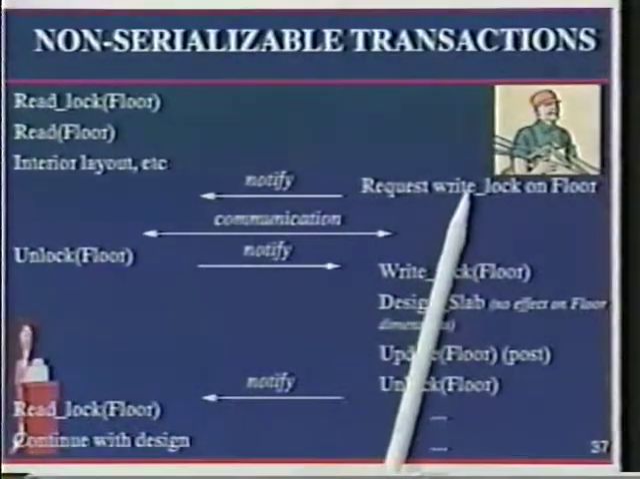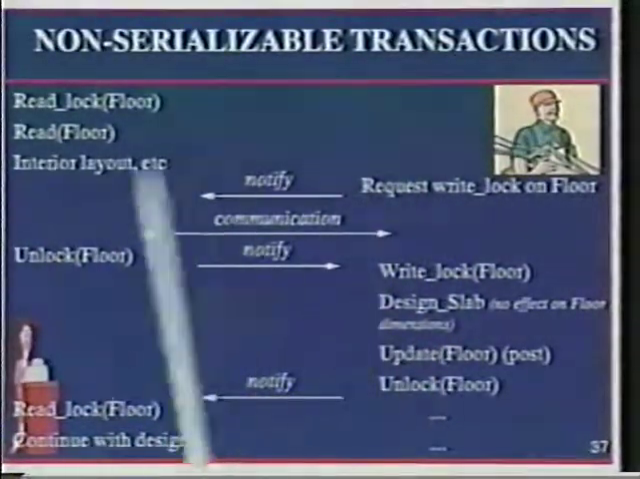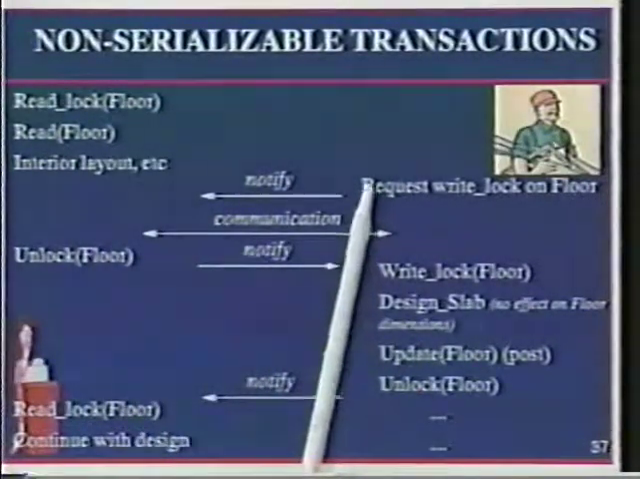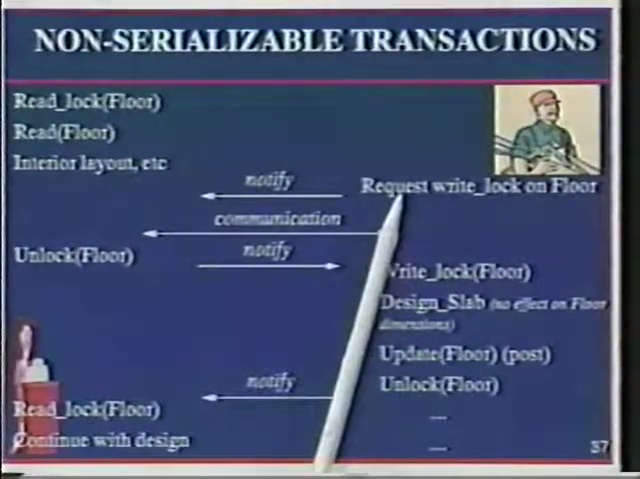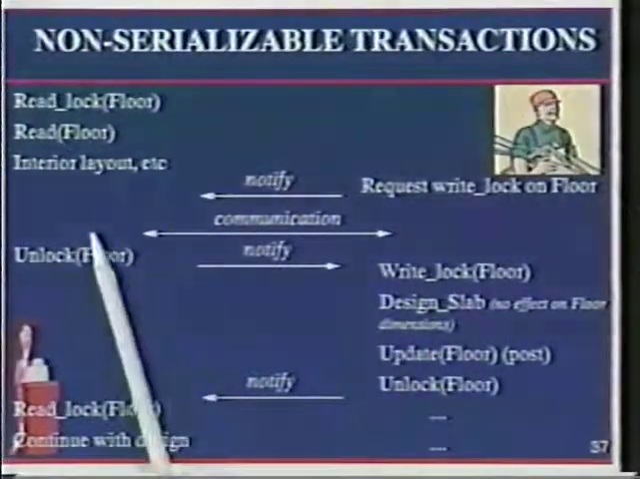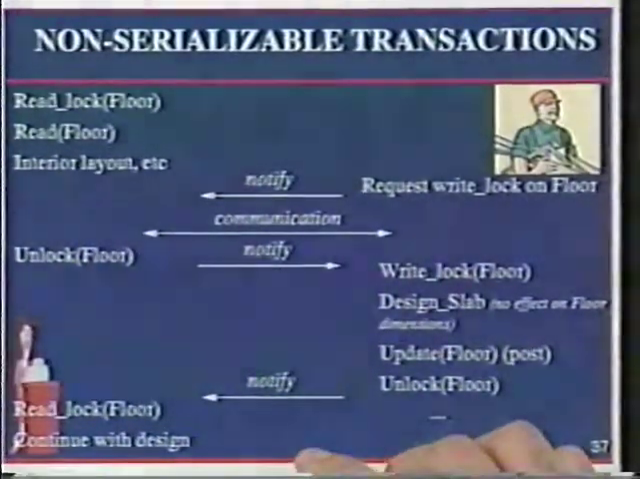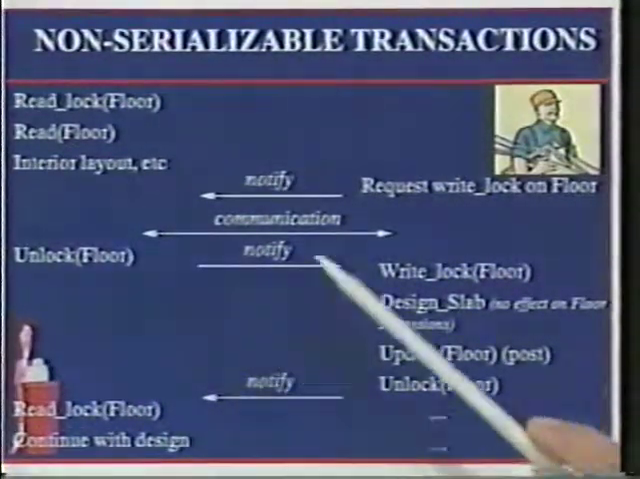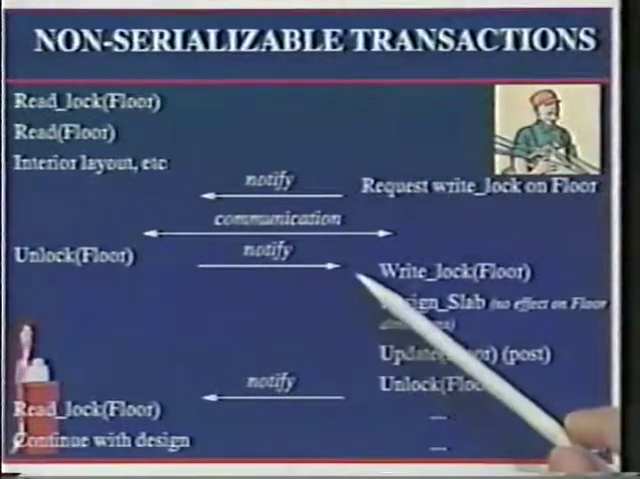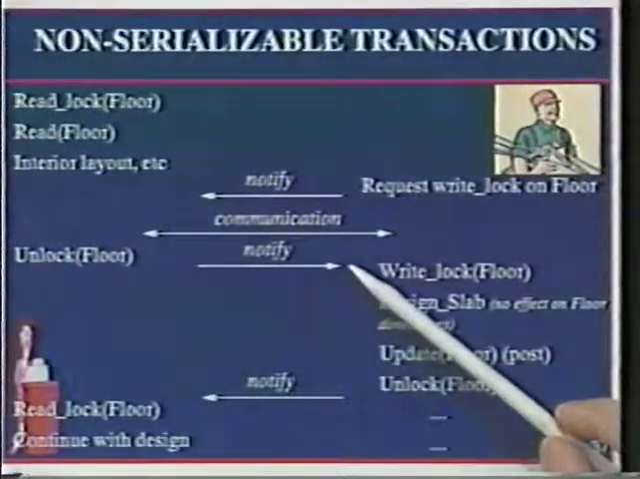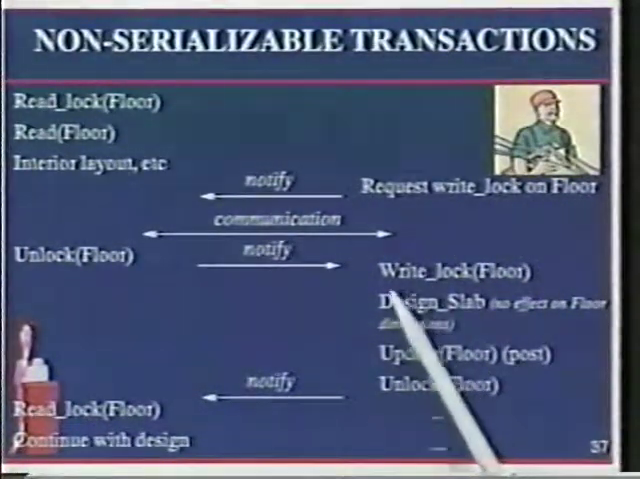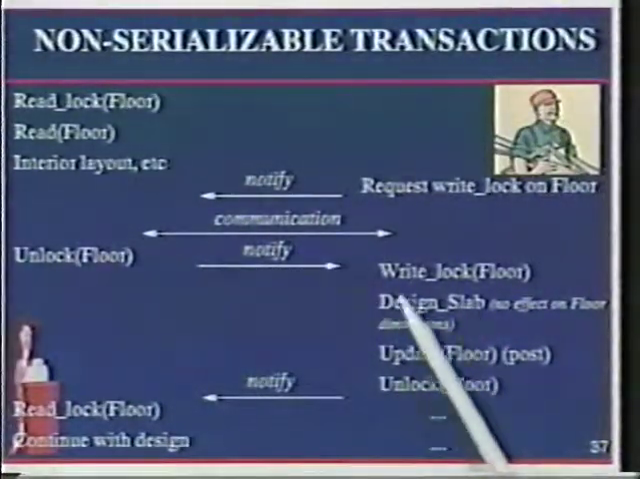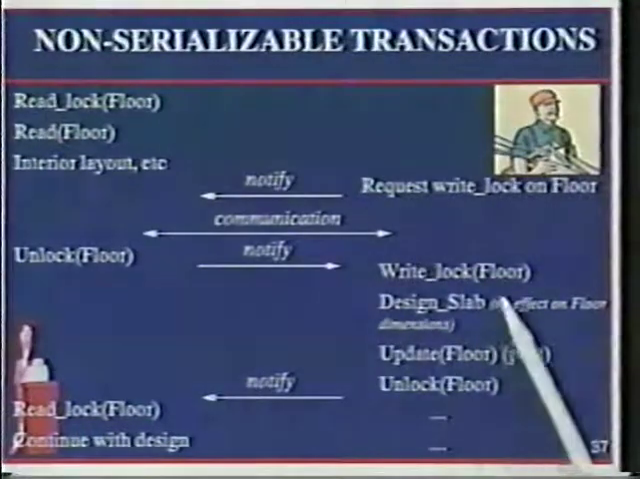So the structural engineer requests a write lock on this particular floor. The structural engineer sends a message to the architect saying that I want a write lock. Now the architect is notified of this particular event, and the architect may unlock the floor system, and immediately the structural engineer is notified that, okay, now this thing is free for you. So the structural engineer at this stage gets a write lock on the floor and goes about designing the slab, and this has no effect on the floor dimensions.